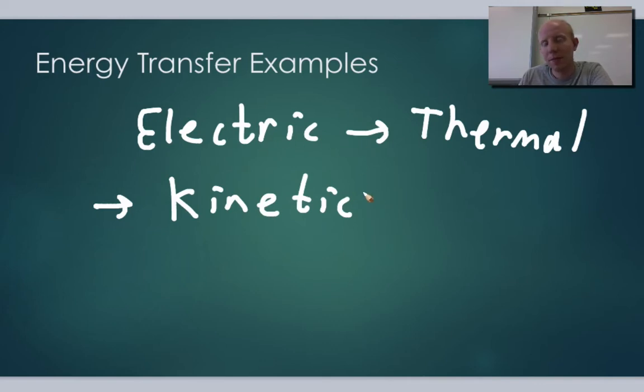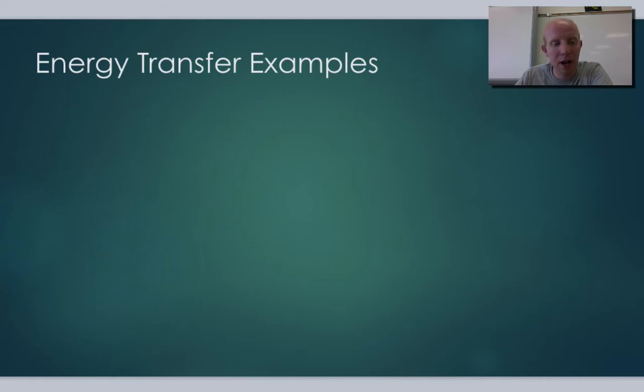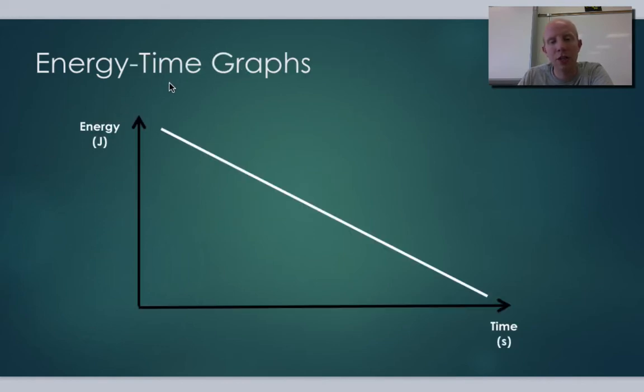And so that's all we're doing: just describing what types of energies are present as an event is happening or occurring. So that's another way we can describe energy transfer flows. The last kind of energy graph you'll see is what we call an energy time graph, which is your standard plotting graph from math, where you plot the energy in joules compared to the time in seconds.